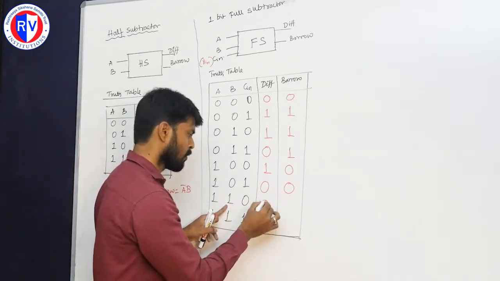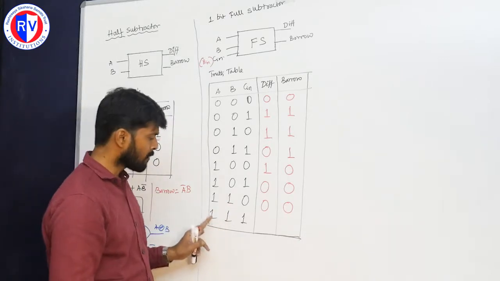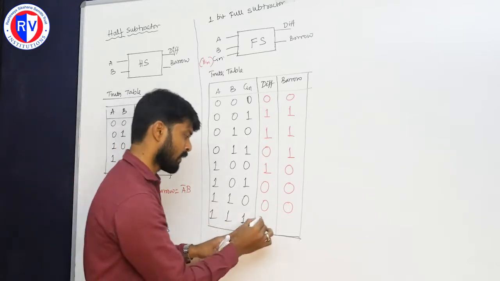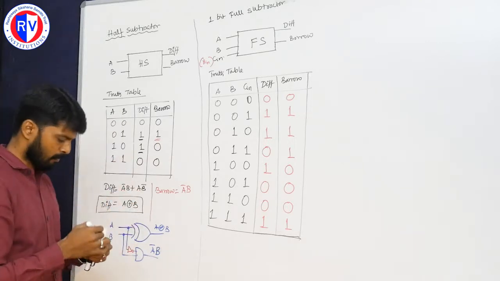0 minus 0, both we are getting 0, 0. Now once we come to this, 1 minus 1, difference is 0. 0 minus 1, difference is 1 and we need a borrow. Okay, this is the complete truth table.